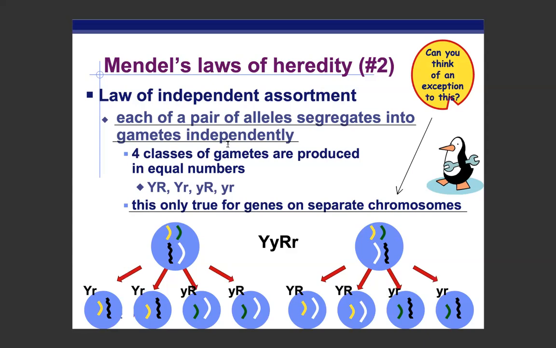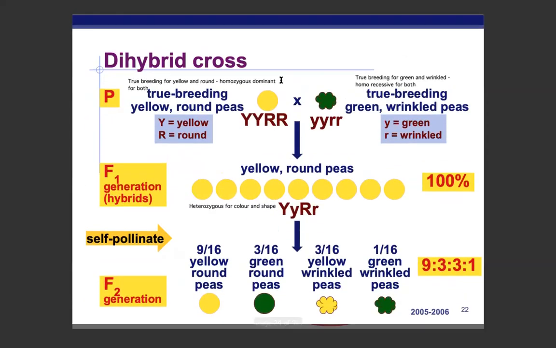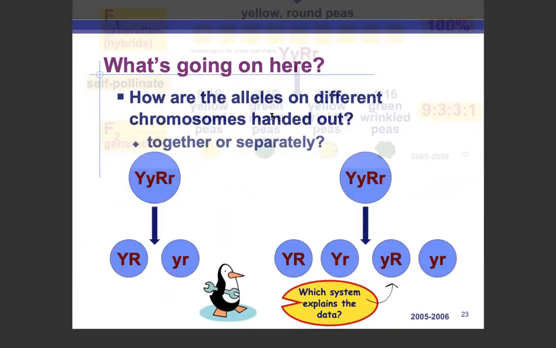So the fact that the daughter cell has the allele for yellow seeds doesn't affect whether it gets the allele for round seeds or wrinkled seeds. That's all Mendel's law is saying, and that's all these dihybrid crosses are showing you.